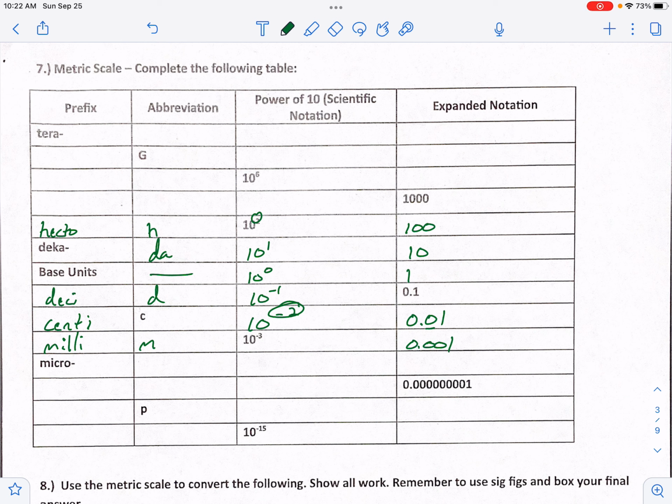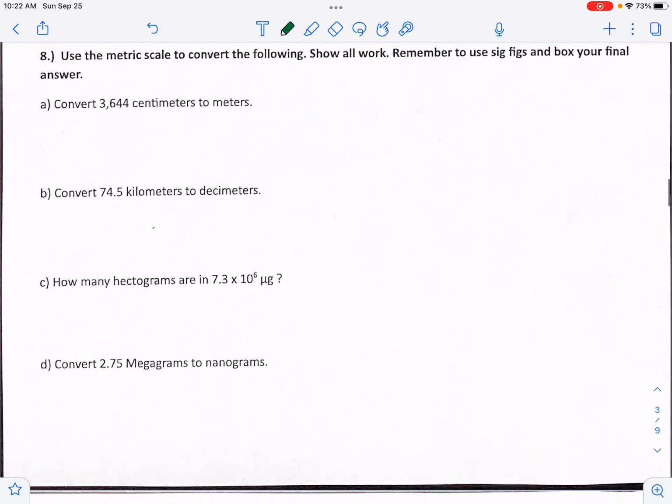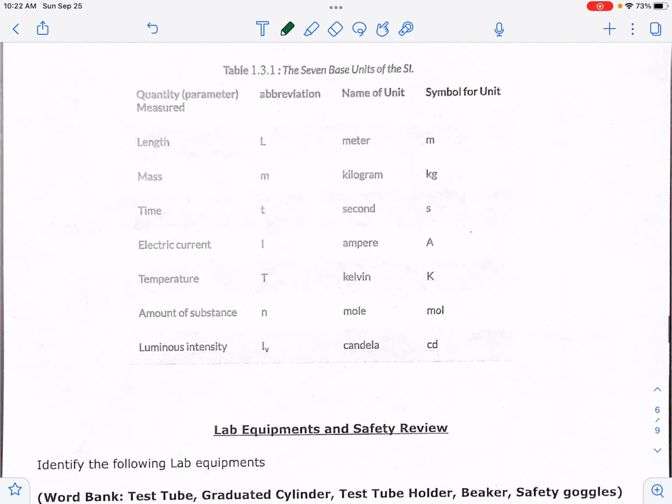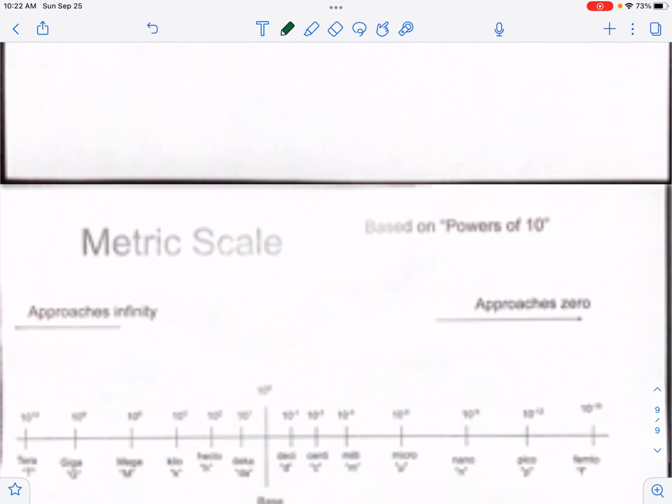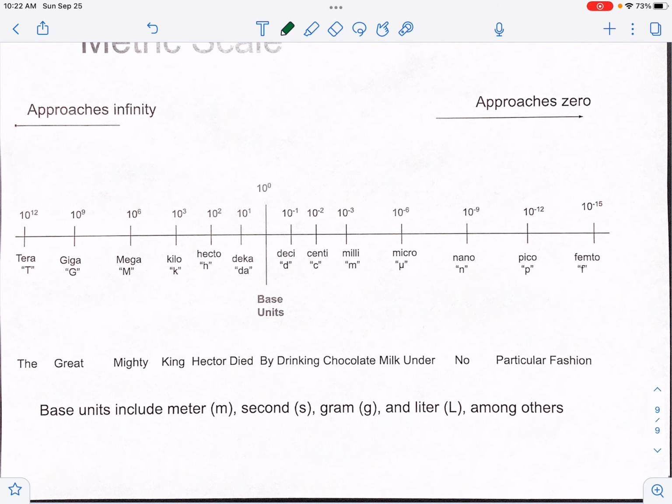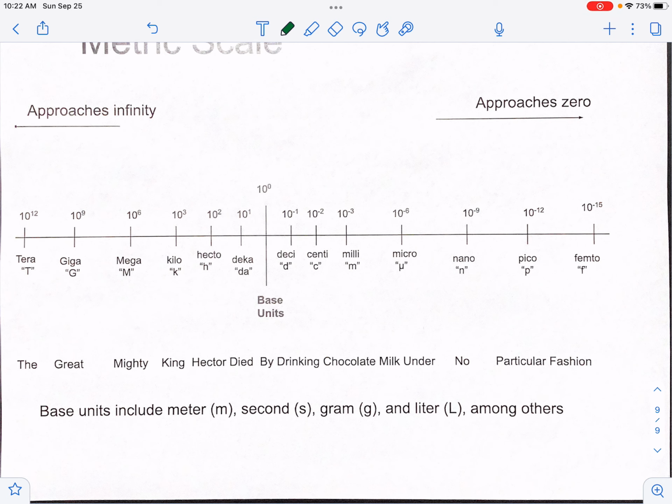Okay, and I'm going to scroll down here in just a second. We're going to look at the metric scale just to kind of recap on that a little bit. I've got it down at the bottom of this. All right, so your metric scale, again, you do not have to memorize this, just please make sure you know how to use it, and we're gonna do those here in just a second.